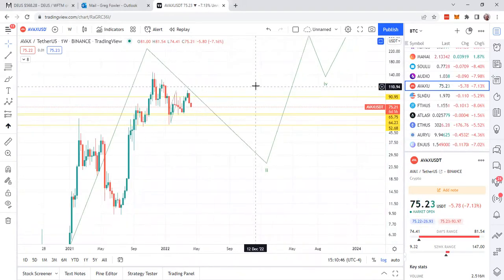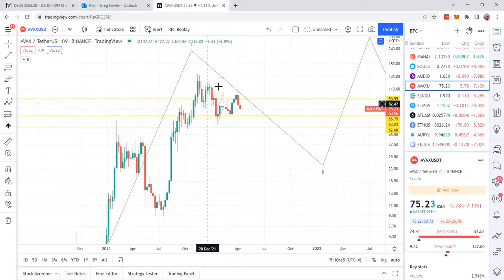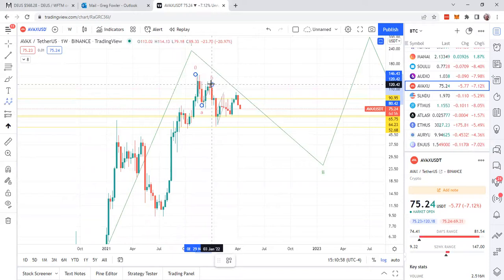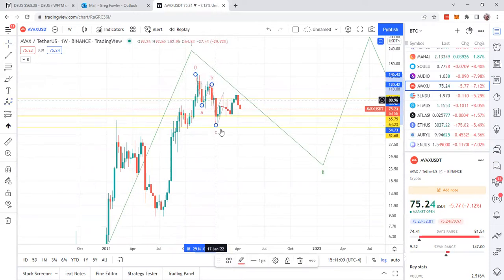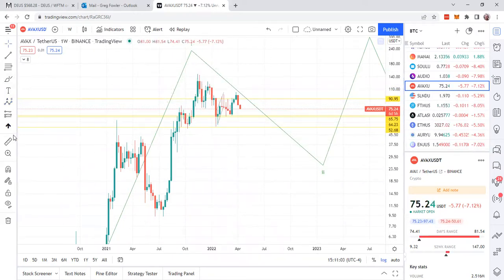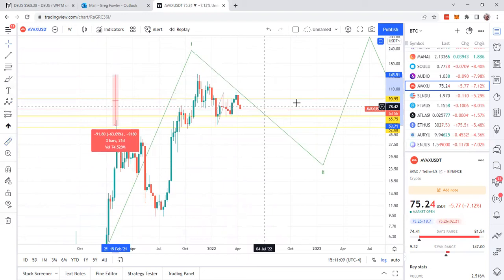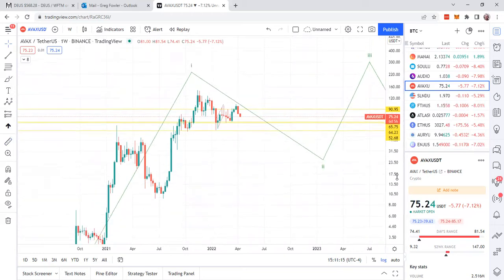All right. So this right here, that could be a second wave. You can see that's the ABC. That's a nice second wave correction, actually. So let's just see how deep it went. 63%. So that's pretty good. Is it deep enough?